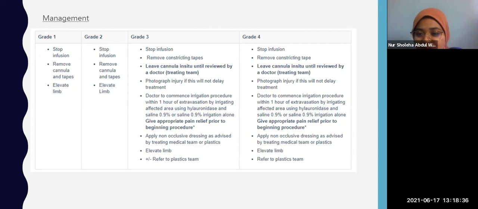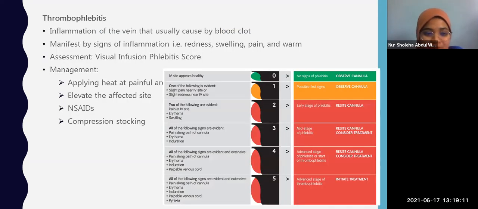The doctor will commence the irrigation procedure within 1 hour of extravasation by irrigating the affected area using saline 0.9%. We need to give appropriate pain relief prior to beginning this procedure because it is painful. Then we need to apply a non-occlusive dressing as advised by the treating medical team or plastic team. Then we need to elevate the limb, and lastly, we need to refer to the plastic team. Okay, that's how we manage the extravasation injury. Okay, next is thrombophlebitis.